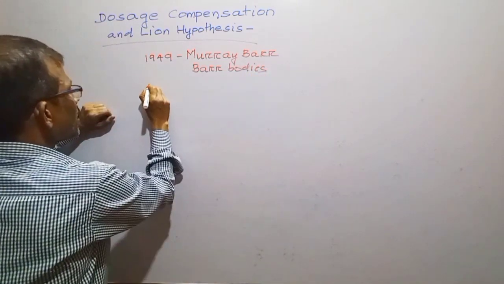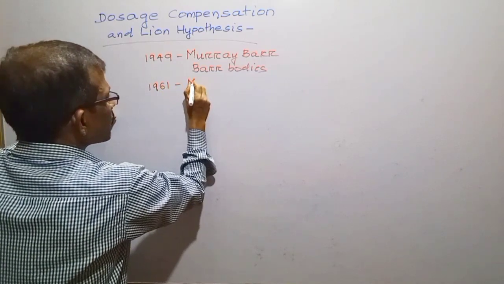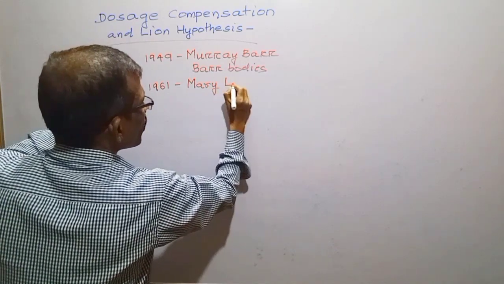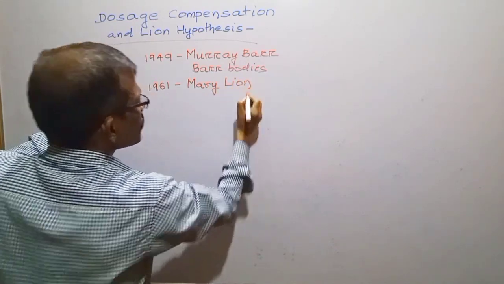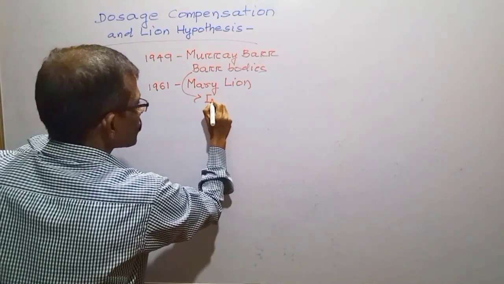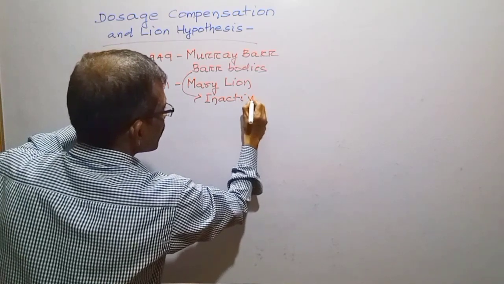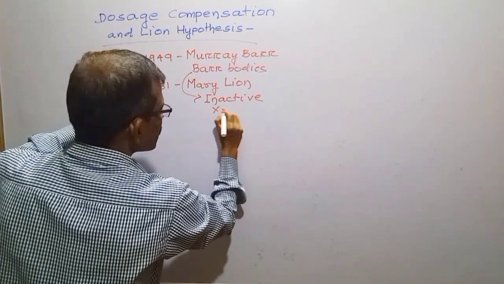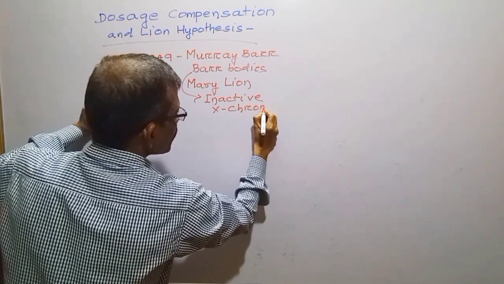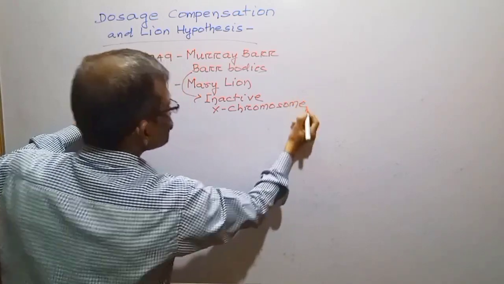In 1961, Mary Lyon proposed that Barr bodies are the inactive X chromosomes. Her hypothesis has become known as Lyon hypothesis.